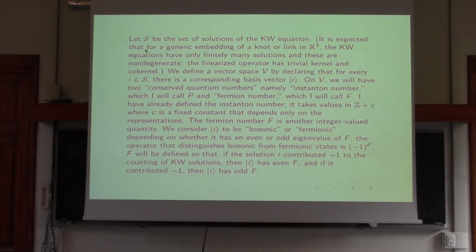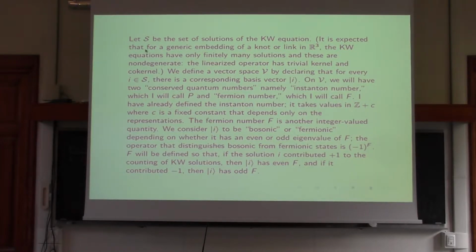So, the KW solutions: let S be the set of solutions of the KW equations. It's expected, but hasn't yet been proved, that for a generic embedding of a knot in R3, the KW equations have only finitely many solutions, which moreover are non-degenerate, meaning that the linearized operator has no kernel or cokernel. Well, brutally, we define a vector space curly V by saying that for every solution there's a corresponding basis vector.